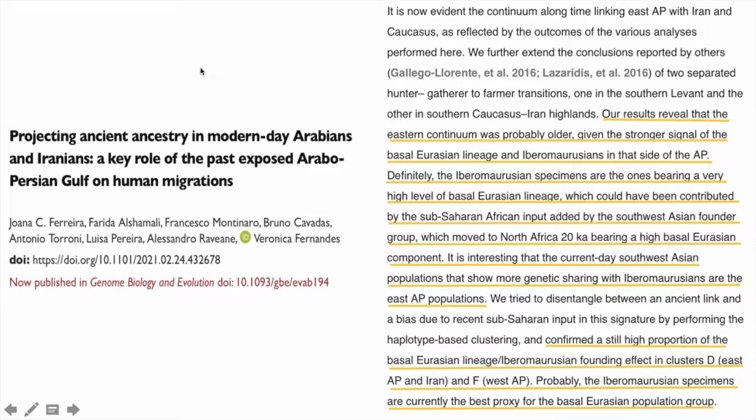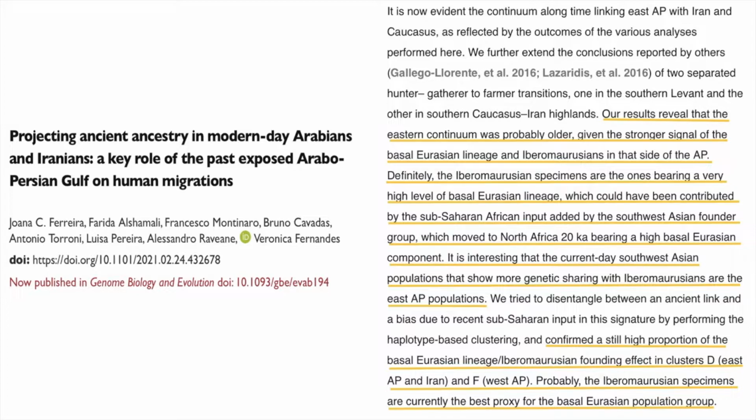And our results reveal that the Eastern continuum was probably older, given the stronger signal of the Basal Eurasian lineage. The Ibero-Maurusians, in that side of the Arab Persian, definitely the Ibero-Maurusian sample, are the ones bearing a high level of Basal Eurasian lineage, which could have been contributed by the sub-Saharan African input added by the Southwest Asian founder group, which moved to North Africa 20,000 years ago, bearing a high Basal Eurasian component.